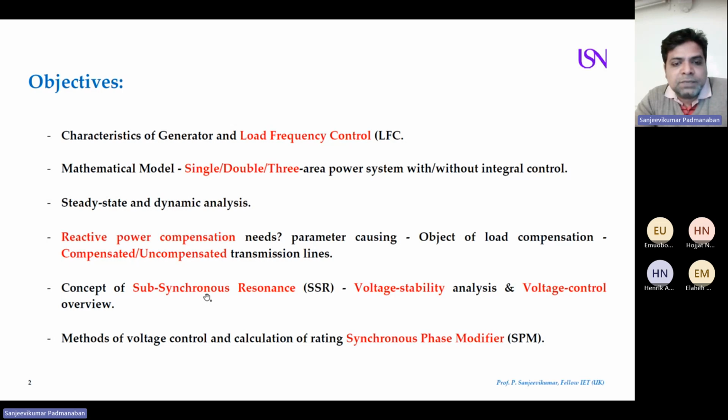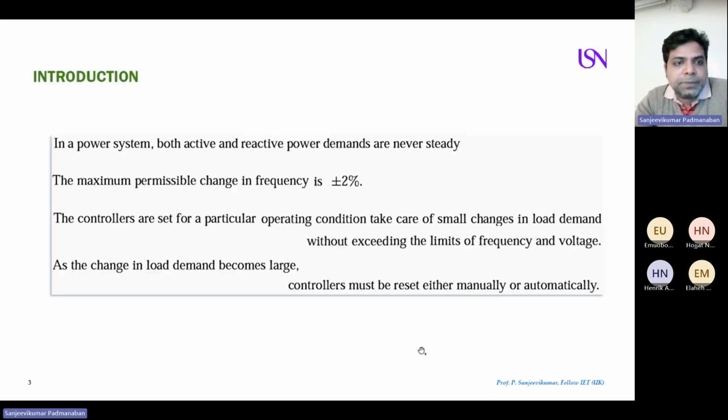The concepts of subsynchronous resonance, we call it SSR, voltage stability, and voltage control overview. Of course, we are going to look at what the methods of voltage control are and the calculation of a synchronous phase modifier. As I said, frequency control is very important.